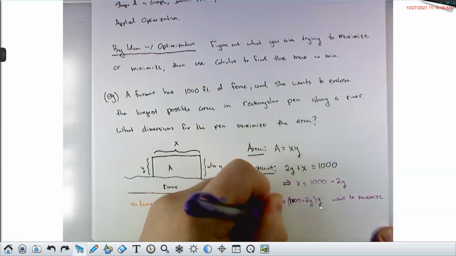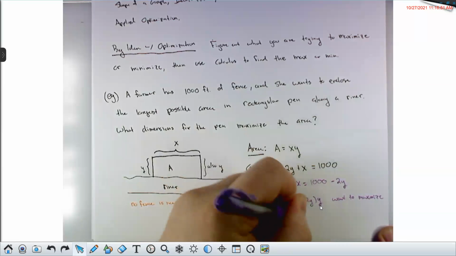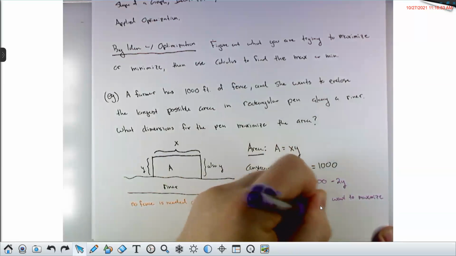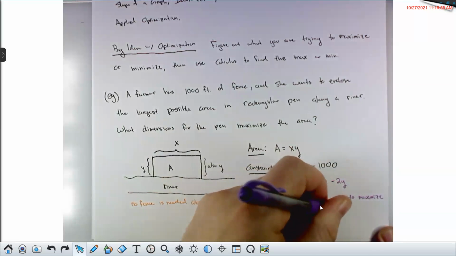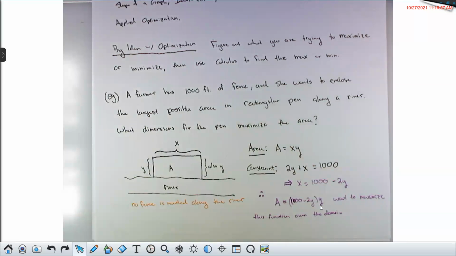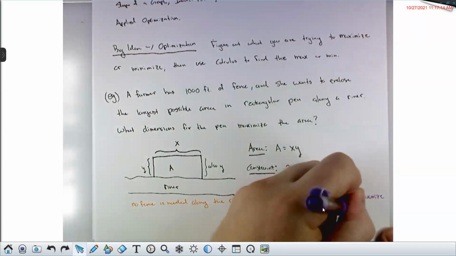This function over the domain. What are all the possible y values here? If I'm thinking of this as a function of y, and I have 1,000 feet of fence, what are all the possible y values here? 0 to 1000. Very good.